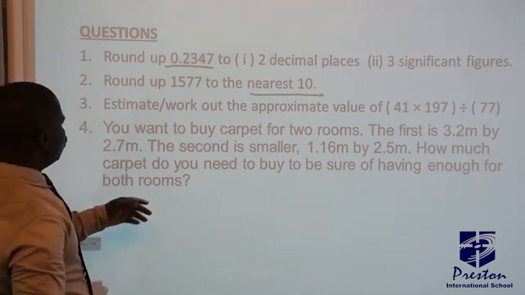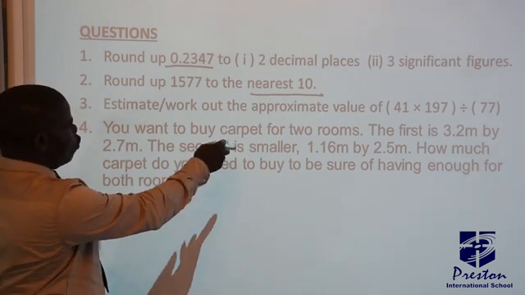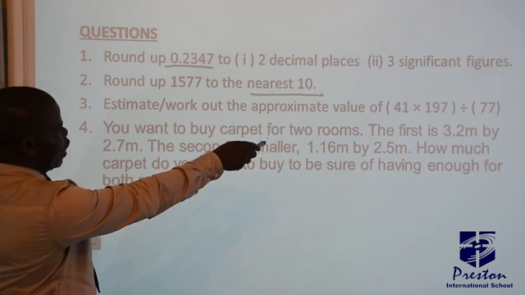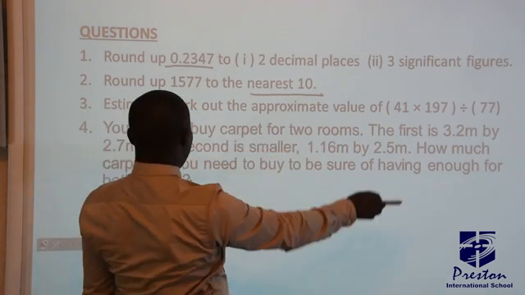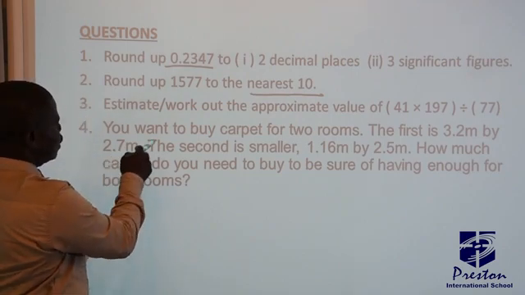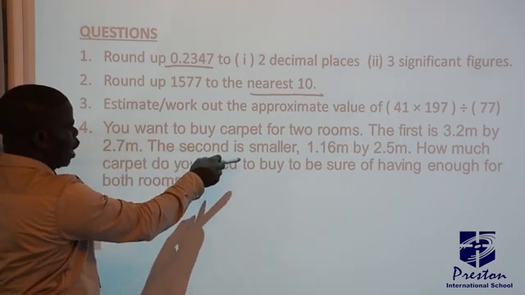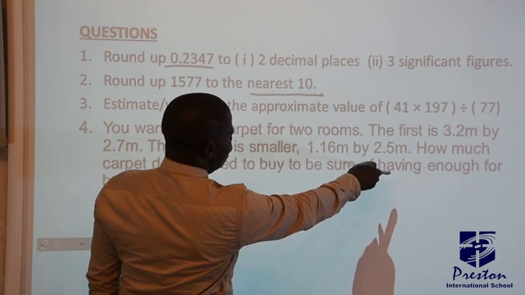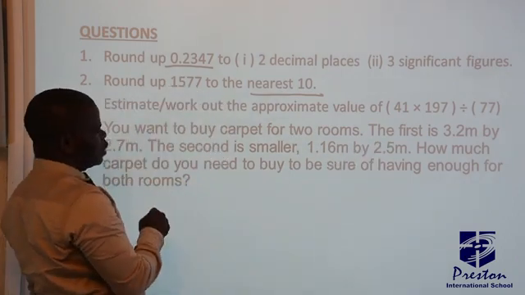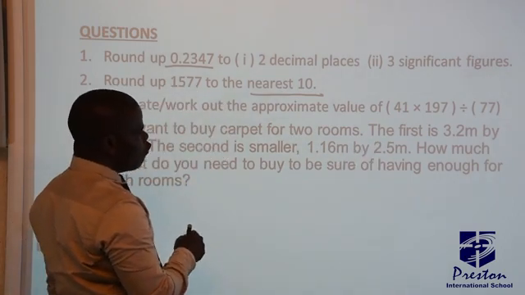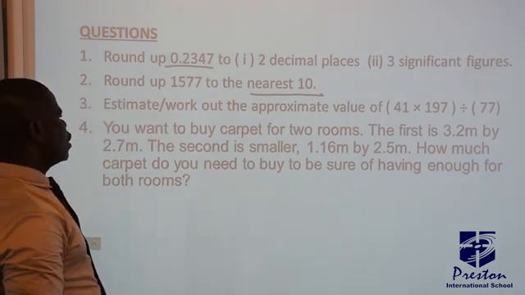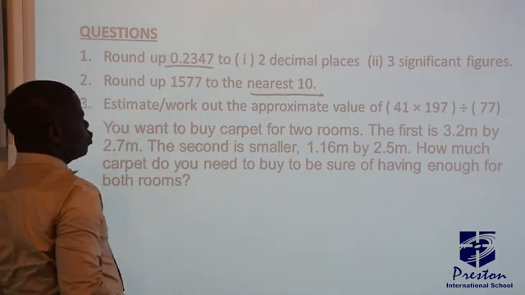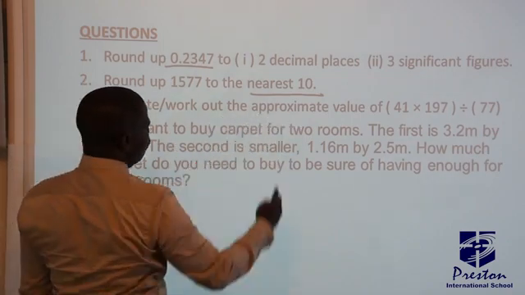Okay, so you want to buy a carpet for 2 rooms. Now, the first room is 3.2 meters by 2.7 meters, and then the second one is smaller, that's 1.16 meters by 2.5 meters. So how much carpet do you need to buy to be sure of having enough for both rooms? So what you just do is, you do estimation, that's the same thing, an approximate value.